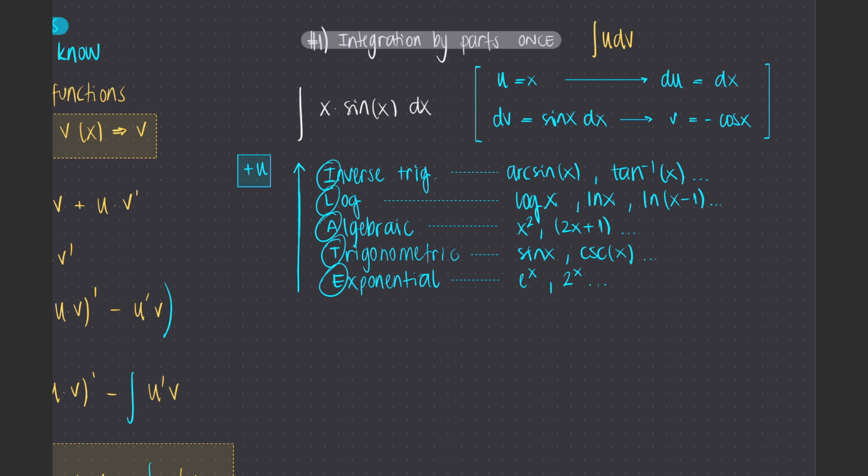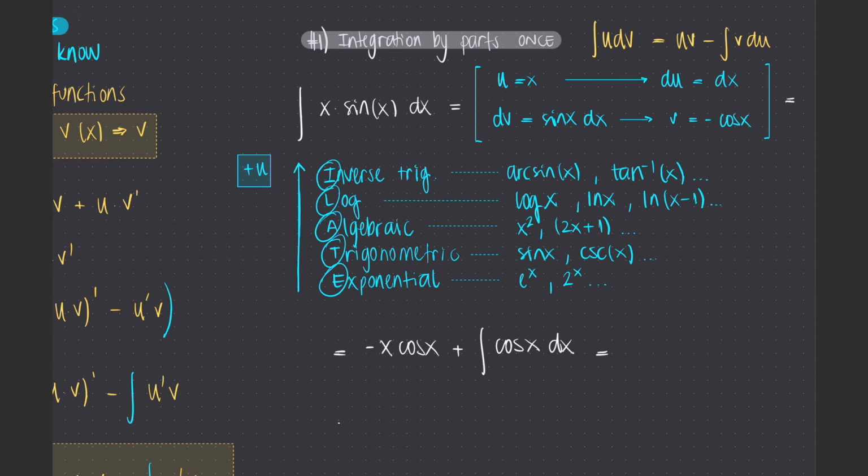And using integration by parts, we have u times v, which means x times negative cosine of x, minus the integral of v, which is negative cosine of x. That's why I flipped the sign of this integral, times du, which is dx. And we did, in fact, find an integral which is much simpler to solve, the integral of cosine of x. So we have negative x cosine of x plus sine of x plus c. Now, this is the introductory example, one in which we use integration by parts only once, as I mentioned before.